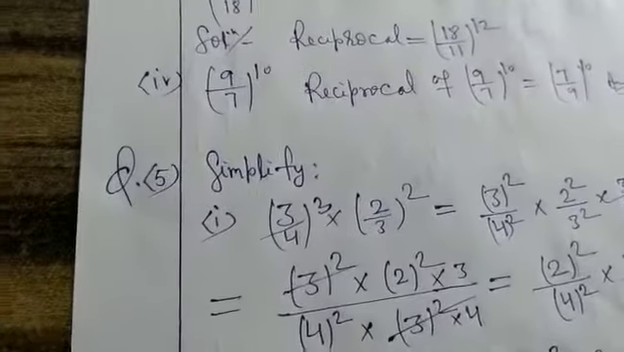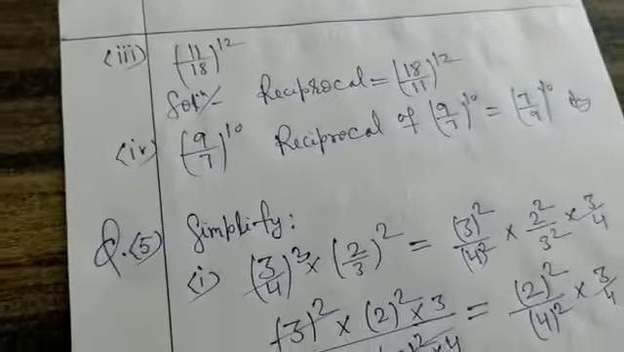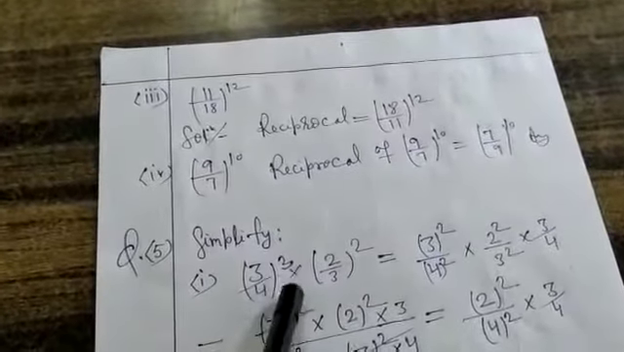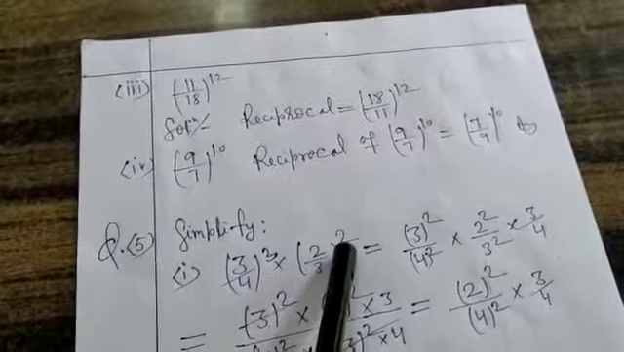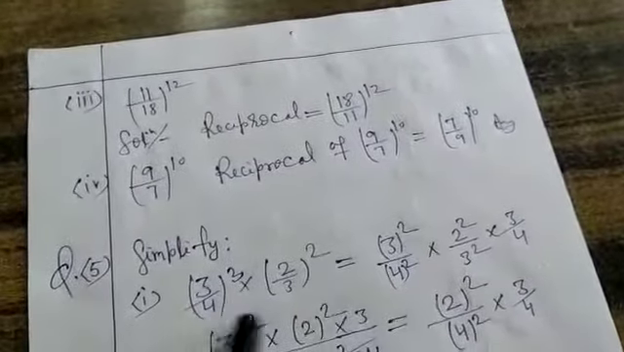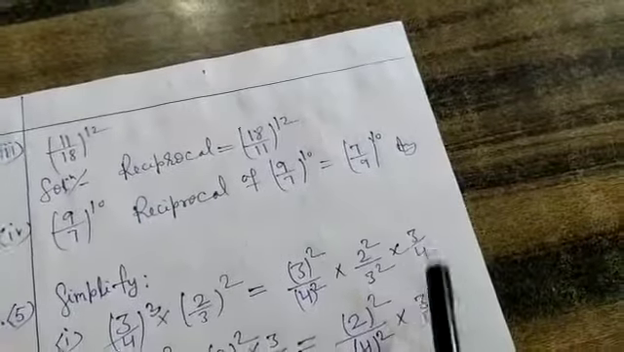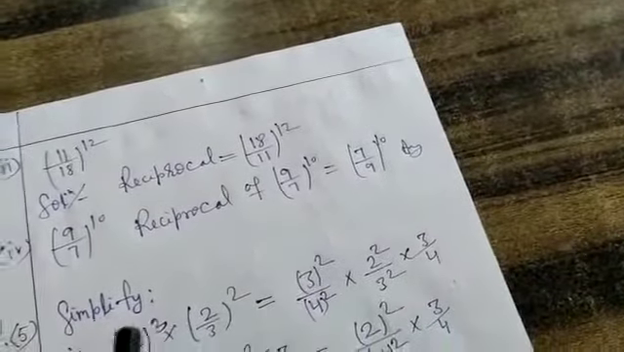Right. In question number 5, we have to do simplification here because this question is saying simplify. So let me do it. Here 3 by 4 to the power 3 into 2 by 3 to the power 2 is given. So 3 by 4 can be written as 3 square by 4 square into 3 by 4, because this is power 3.